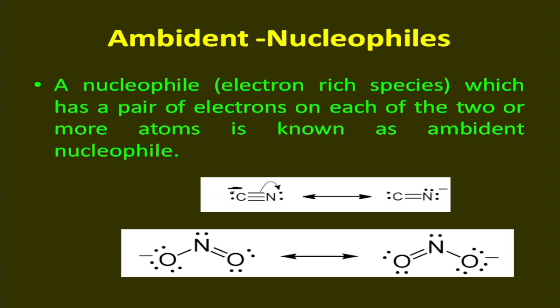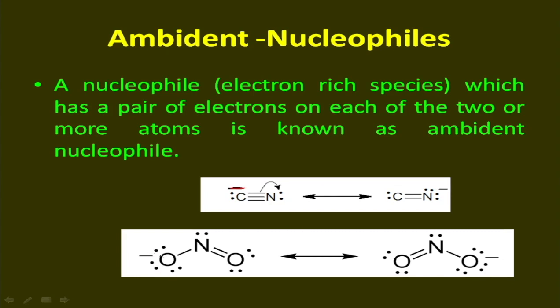See the cyanide ion: in one structure there is a minus charge on C and a lone pair on N, and in the second resonating structure there is a lone pair on C and a minus charge on N. It can react through either atom, so it is an ambident nucleophile.